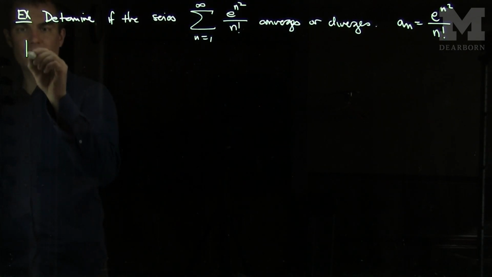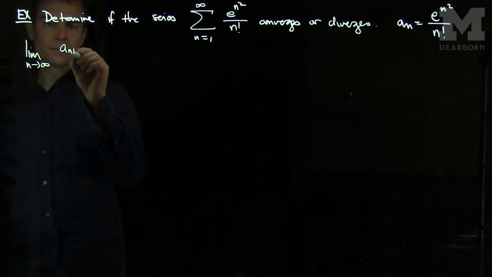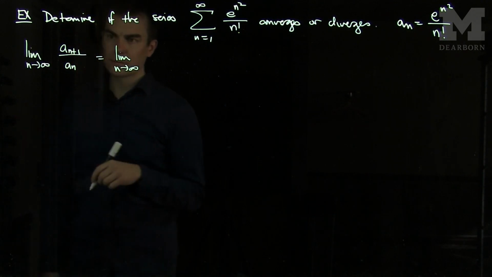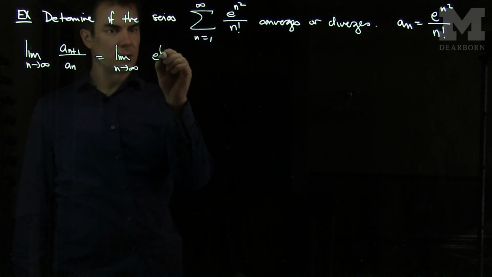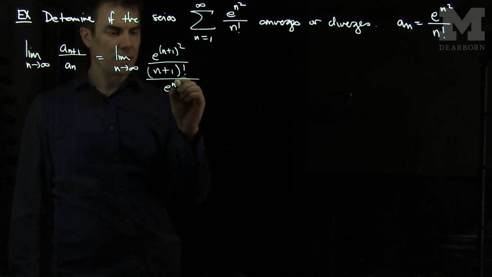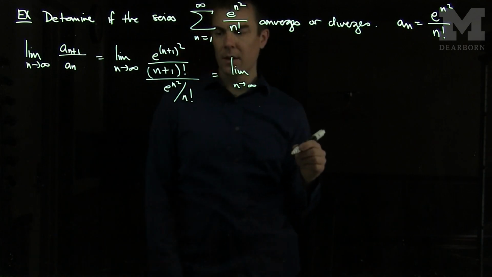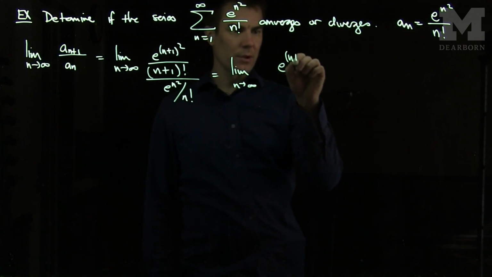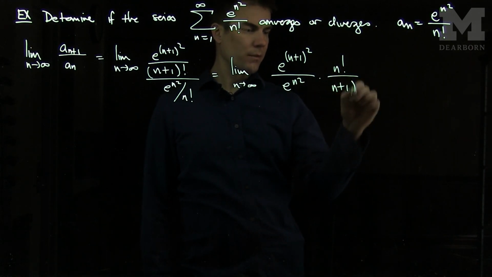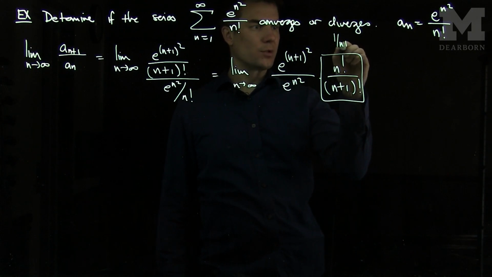So let's consider the limit as n approaches infinity of an plus 1 over an, which we know is the limit as n approaches infinity of e to the n plus 1 squared over n plus 1 factorial over e to the n squared over n factorial. And we flip the fraction. This is the limit as n tends to infinity of e to the n plus 1 squared over e to the n squared times n factorial over n plus 1 factorial. Now n factorial over n plus 1 factorial, this term will simplify to 1 over n plus 1.